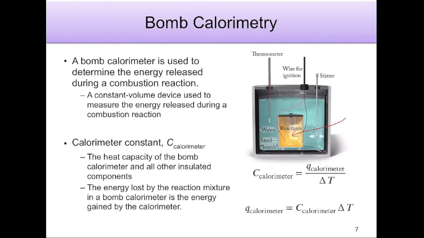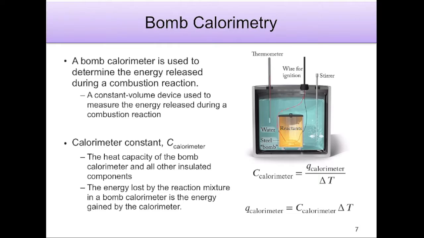The little pedestal that the pellet is placed upon is connected to some wire leads, which are then used to ignite the pellet. The bomb itself is surrounded by water, and within the water there's a thermometer and a stirrer to make sure that the temperature of the water is homogeneous. So what you measure in a bomb calorimeter is the temperature change of the water, which is related to how much energy is released by that particular combustion reaction.